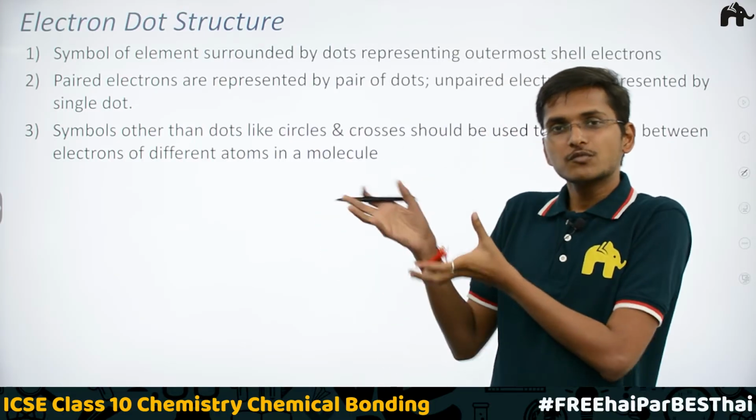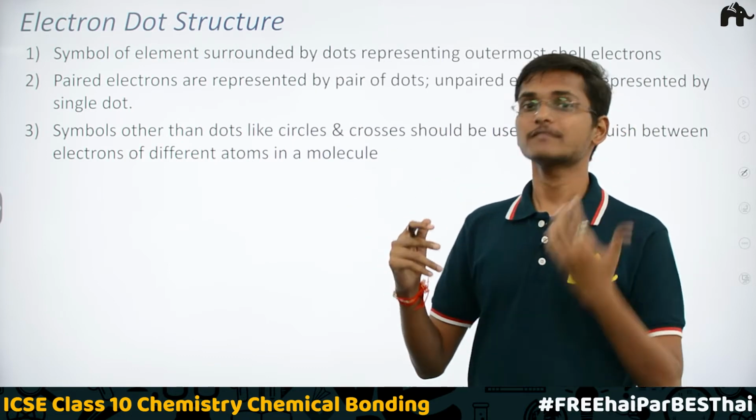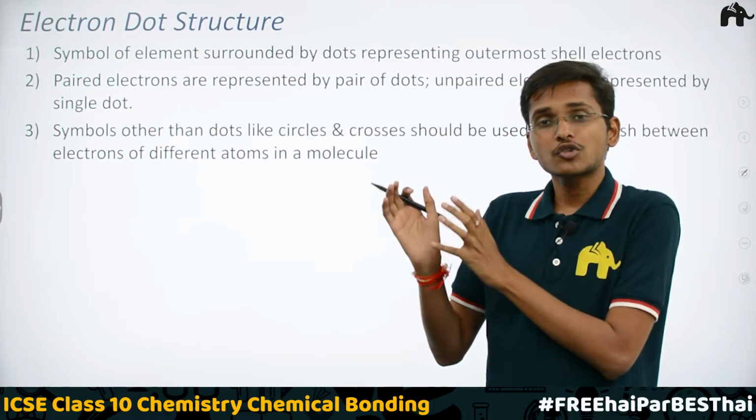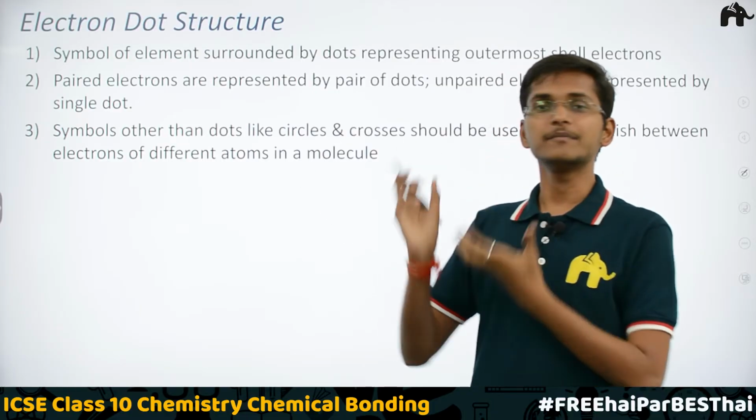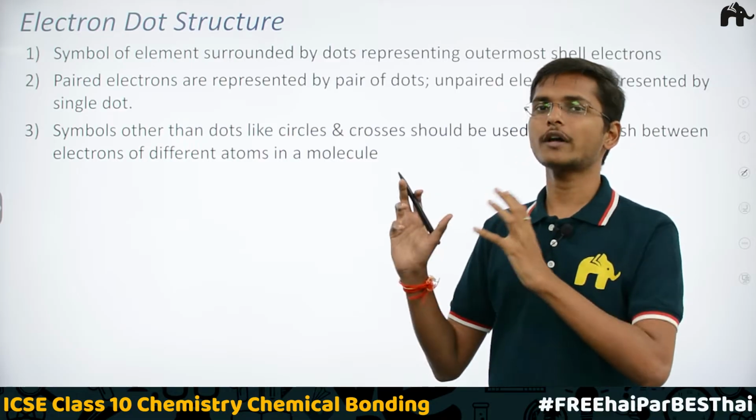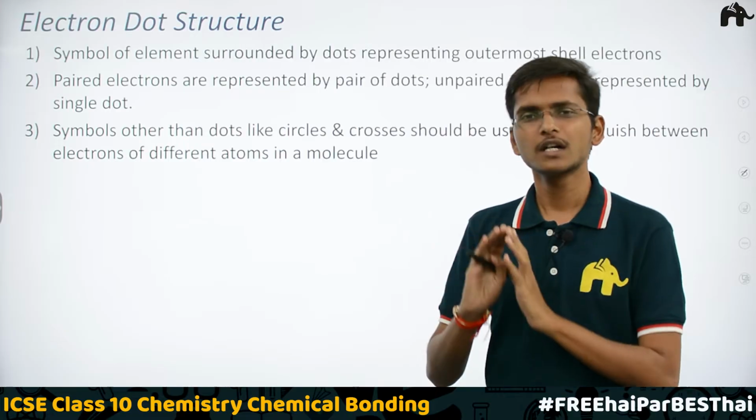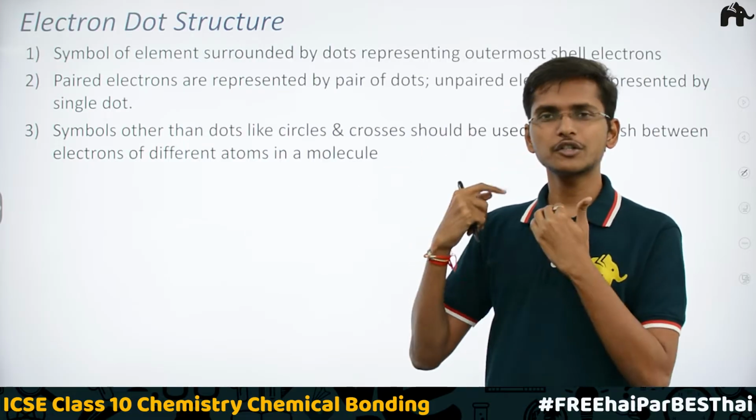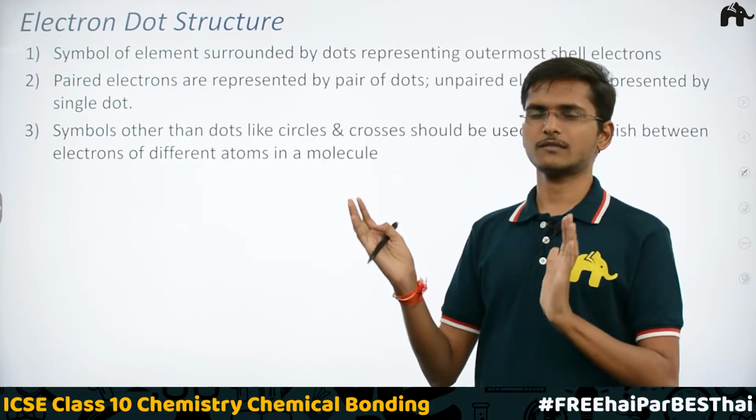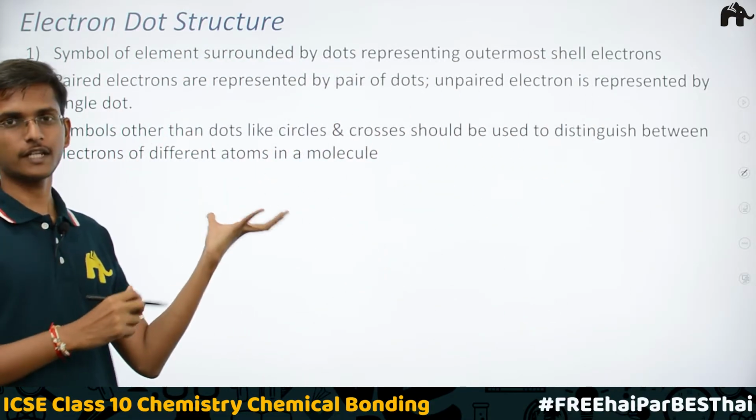Now let's move on to the main crux of this chapter, which is the electron dot structures of ionic compounds. We are going to see the electron dot structures of NaCl, MgCl2 and calcium oxide. But before that, let's first see how to draw an electron dot structure. You just have to remember three simple rules, and then you can draw the electron dot structure of any compound.